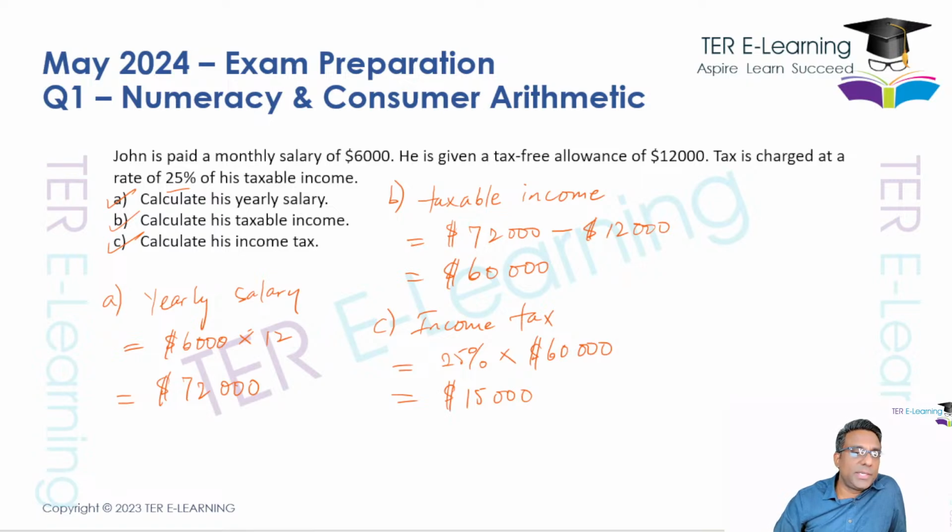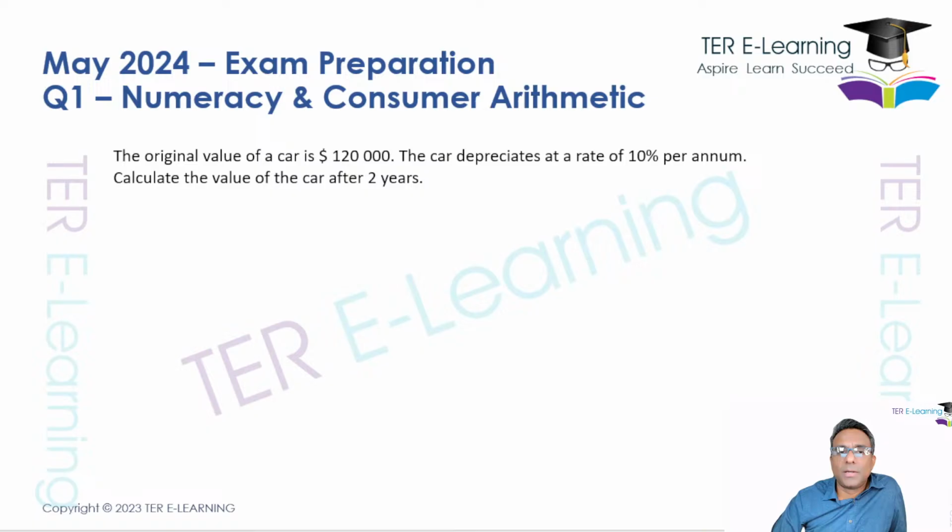Right, let's see what else we have here. Depreciation is something that appears ever so often in the exam. Anytime you buy a car or some kind of machine, over time the value of that machine is going to decrease. Now, the original value of a car is $120,000 and it depreciates at a rate of 10% per annum, and we want to figure out the value after 2 years.